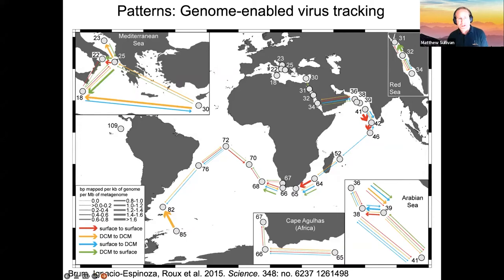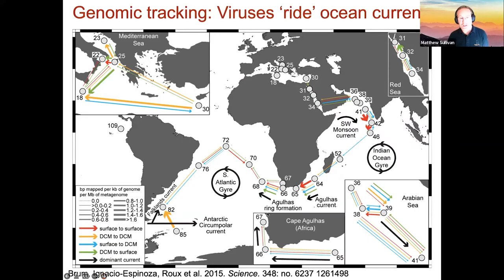And overall, what we see when we use this genome-enabled virus tracking is that the viruses follow the major ocean currents. And this is not surprising. Of course, viruses don't swim, and so it makes sense that they're passively riding with the major ocean currents. But I wanted you to just stick a pin in that, and we're going to come back to that a little bit later for another pattern that comes out of this.